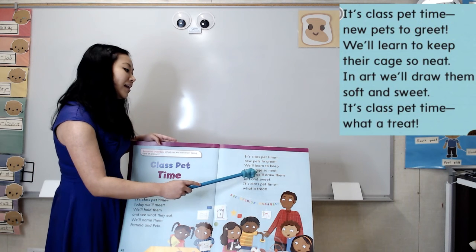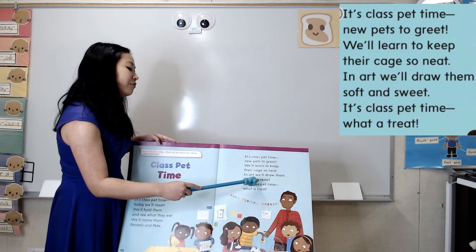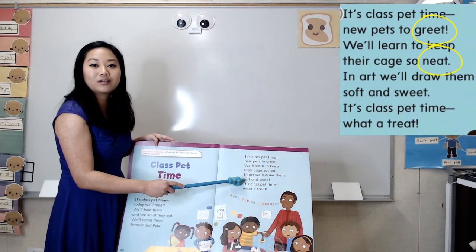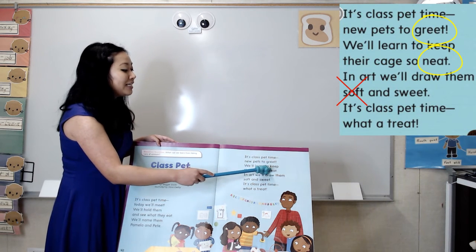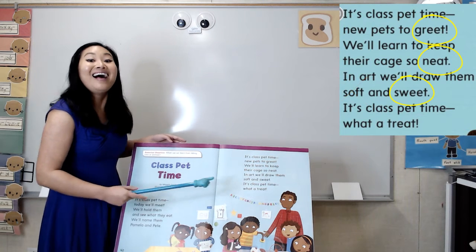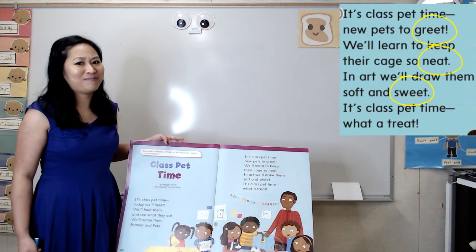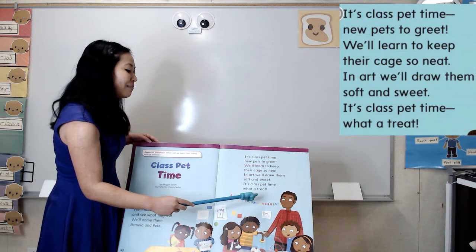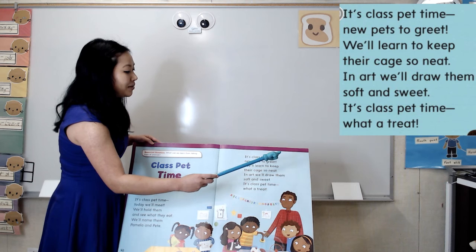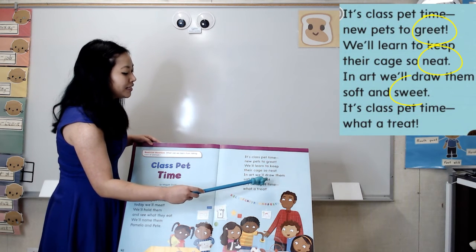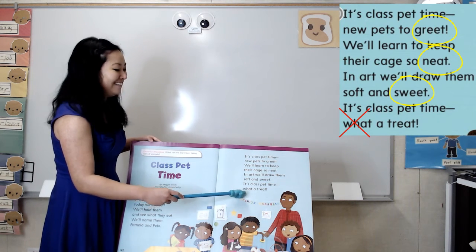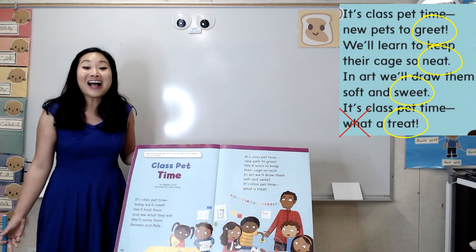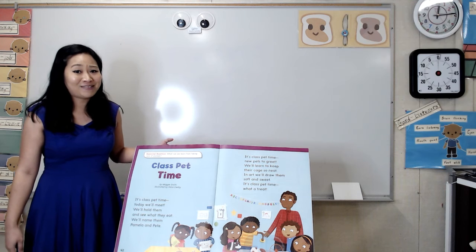Let's see. In art, we'll draw them soft and sweet. Greet, neat, and soft? No. Greet, neat, and sweet? You're right, friends. You're amazing at this. All right, let's try another one. It's class pet time. What a treat. So we have greet, neat, sweet, and what? Treat. Wow. You guys are so good at finding rhyming words.